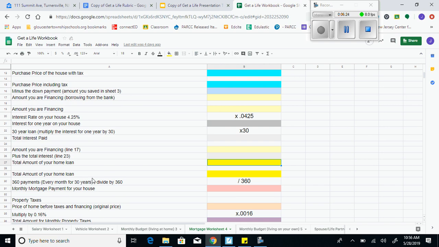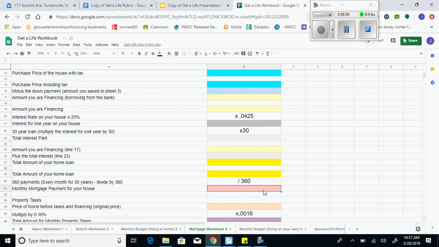So then you are going to take your total amount of your home loan, and you're going to put that again in line 29. You are going to pay this home loan for 30 years, which means every month for 30 years you need to make a payment. That is 360 payments over the time of your loan. So you're going to take that total amount of your loan, you're going to divide it by 360, and that is your monthly mortgage payment. That's how much you're required to pay every month so that you can continue to stay in your house.